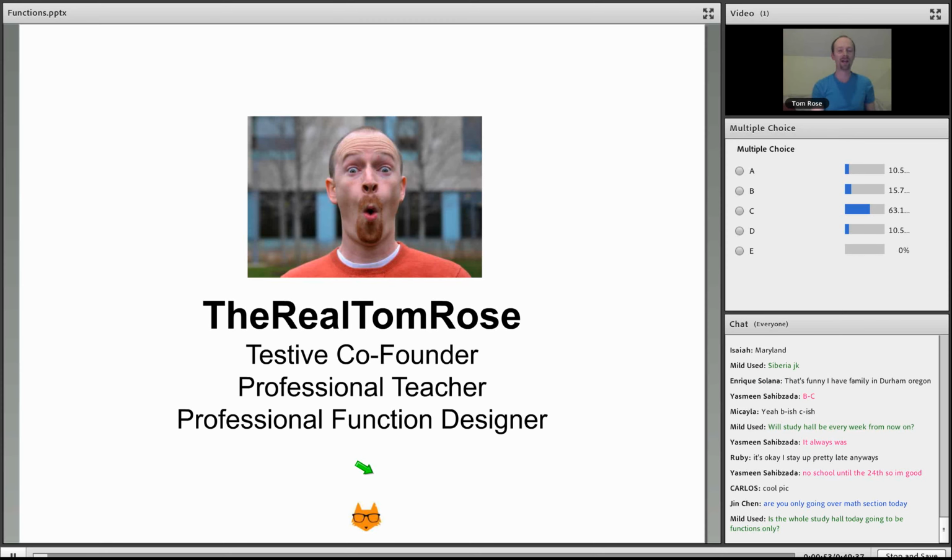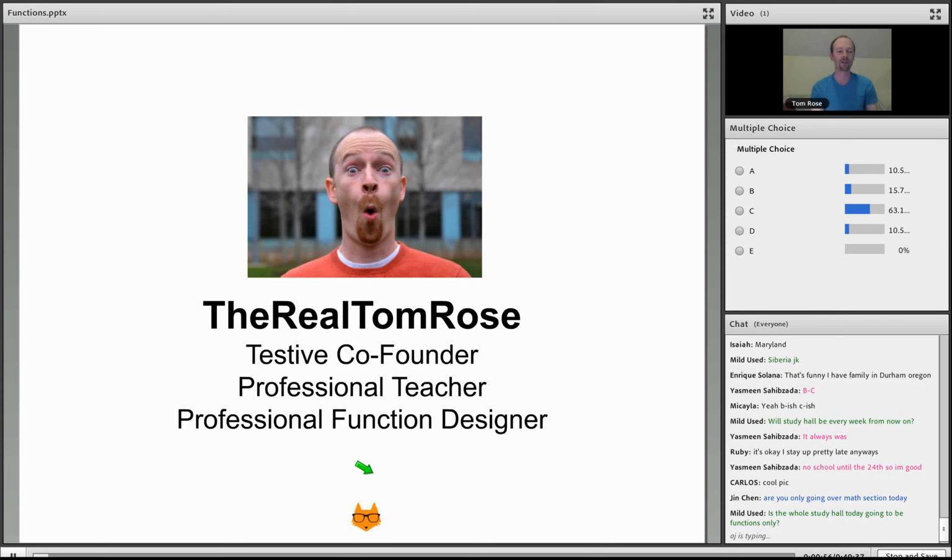you may have noticed that one of the great things about Testive is it automatically adjusts to you. Well, that takes a whole lot of functions in order to make that work. And those functions are what we use to tune the platform to each of you. And they're pretty complicated, and that's what I did for the first maybe half of the time that I was working for Testive.